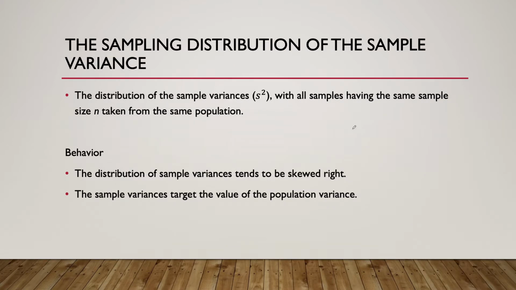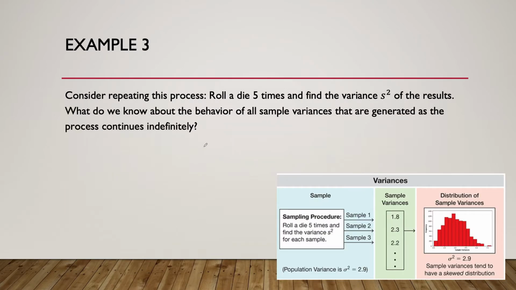Now the sampling distribution of the sample variance, s squared, with all samples having the same sample size n taken from the same population. The behavior is that the distribution of sample variances tends to be skewed right. And the sample variances target the value of the population variance.